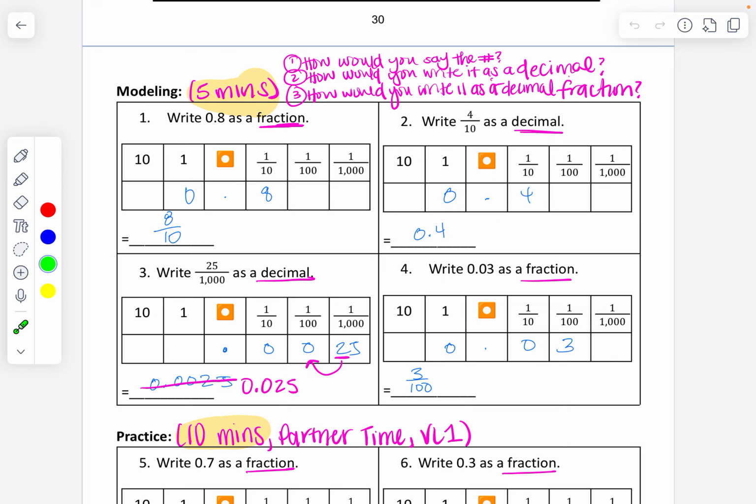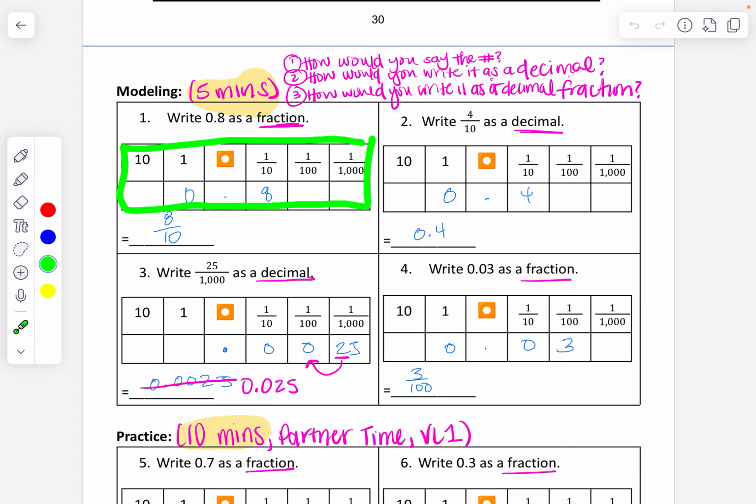So in modeling, I want you to ask students these 3 questions. Question 1, how would you say the number in the problem? So students should say, well, question 1 asks us to write 8 tenths as a fraction. They shouldn't say 0.8. Okay. And then jump into question 2. How would you write it as a decimal? Because for every single one of these questions, they're going to have to write it as a decimal in the place value chart. So that question should actually say, how would you write it as a decimal in the place value chart?